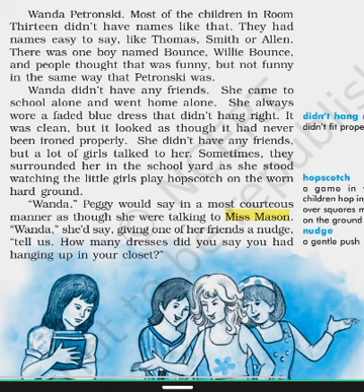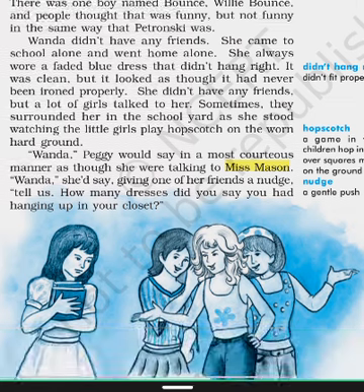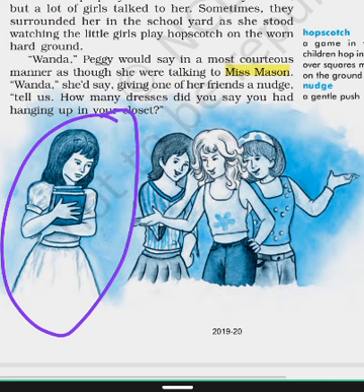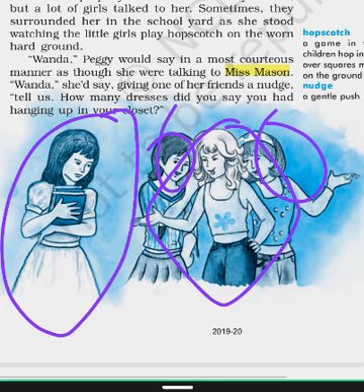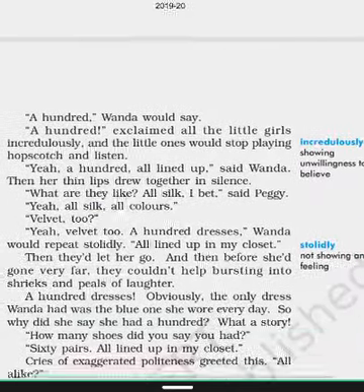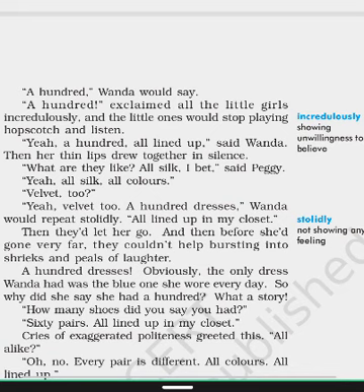Now we will try to find out what answer Wanda Petronski gives to Peggy. As you can see in the picture, this is Wanda Petronski. I think this could be Peggy, and one of these will be Maddie or Madeline. In the last paragraph, we have seen that Peggy asked Wanda Petronski how many dresses she has in her closet. So this time she is answering that 100.